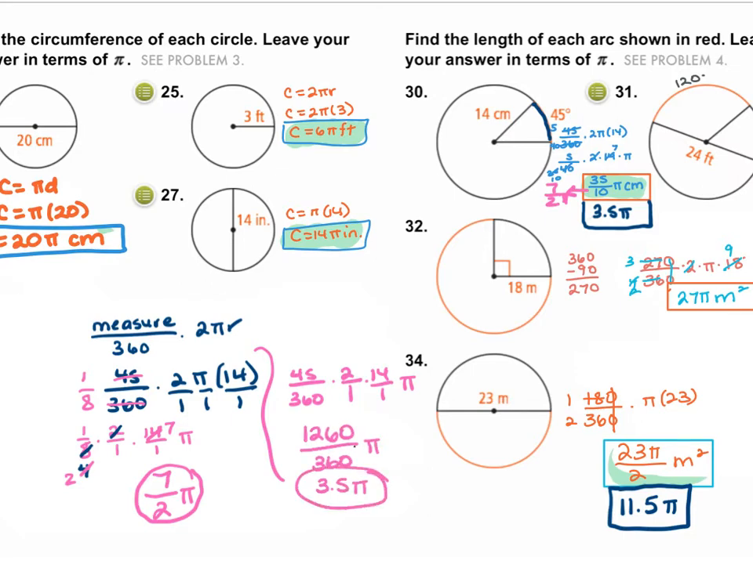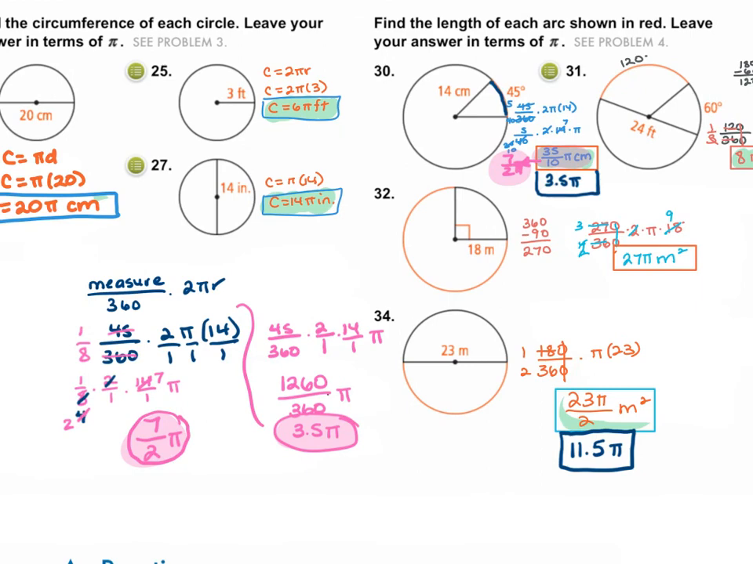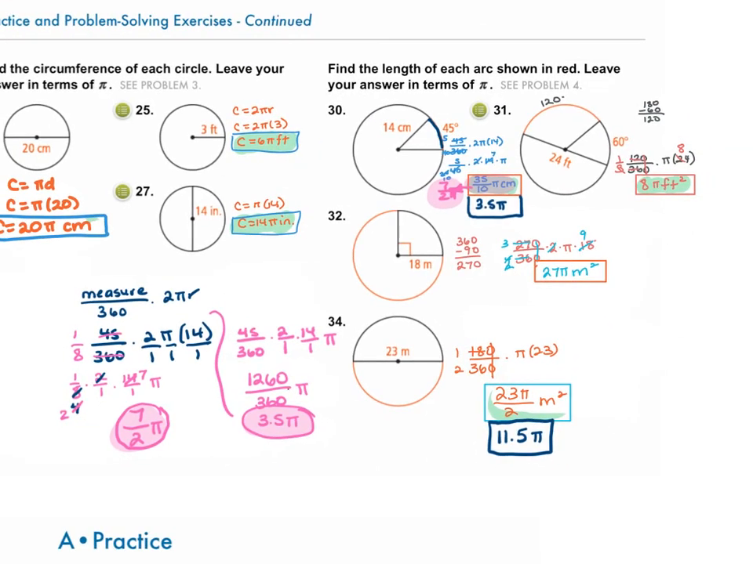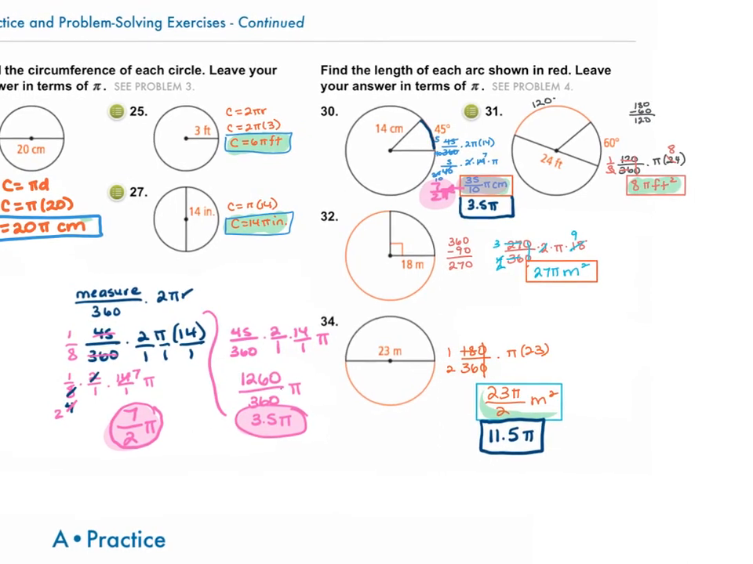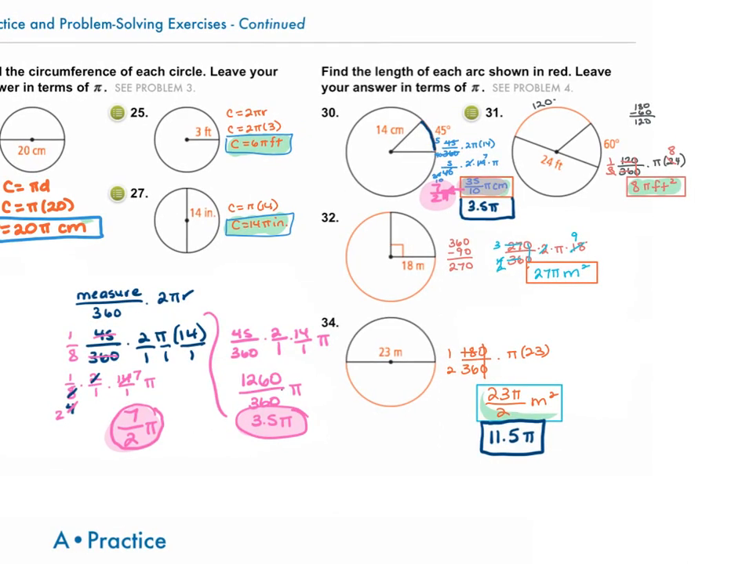So either one of those is fine. I'll take either one, again, as long as pi is stuck to the end. So this answer should have been reduced to 7 over 2 pi. Good, Jordan? Yeah, okay. All right, so then any other questions, 31, 32, or 34? The arc length.